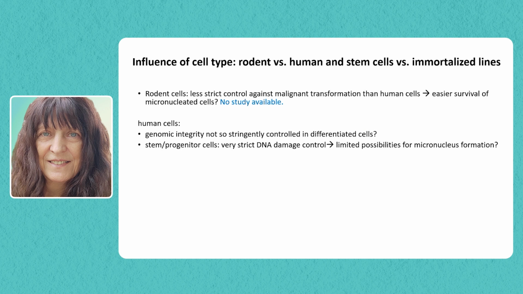the genomic integrity might not be controlled so much if you have a differentiated cell, because a differentiated cell has its task in the body, or it dies off. Think of a skin cell or something, it has its task, and then when it's done, it dies off and goes away. But a stem cell, that's a cell that still divides, and if it's mutated, it can cause a tumor, or be the first cell of a tumor formation. And so the body has to control very strictly the quality of the DNA. So maybe there's a limited possibility for micronucleus formation in stem cells.